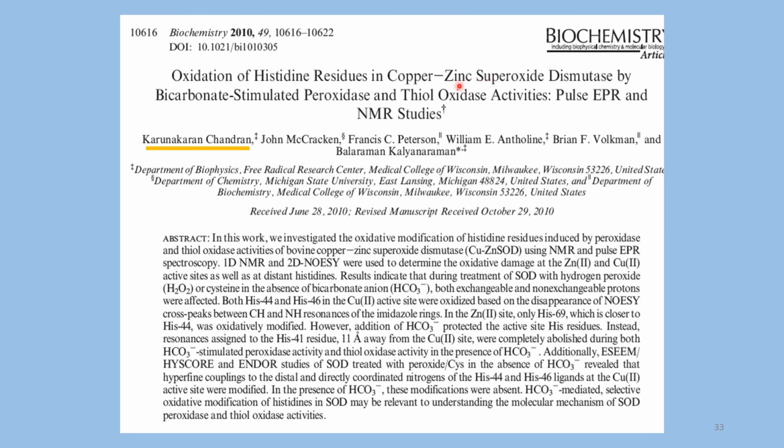Superoxide dismutase, we have used the copper zinc enzyme because in ALS disease, amyotrophic lateral sclerosis, which is nothing but a paralytic attack, free radicals are generated. This enzyme, copper zinc superoxide dismutase SOD1, is involved in this neurodegenerative disease. So we have studied the mechanism of peroxidase activity and thiol oxidase activities for the first time using EPR and NMR studies.